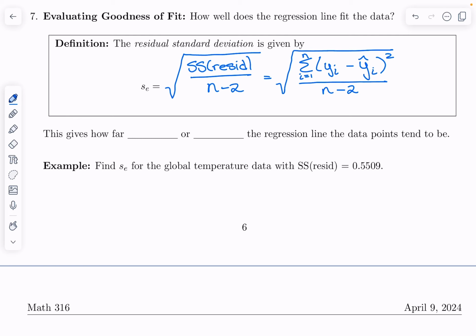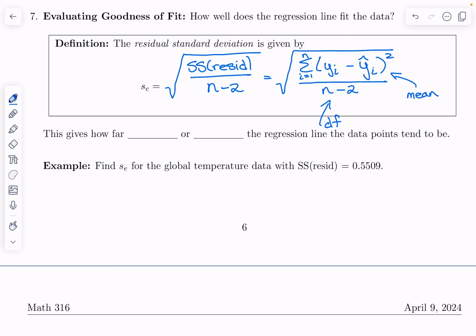And so what you should see is that this formula looks a lot like our previous standard deviation formula, except that y sub i hat is actually like the mean. And we're going to divide by n minus 2, which is our degrees of freedom for this problem, instead of n minus 1. So here, what we have is essentially a formula that looks a lot like our standard deviation before.